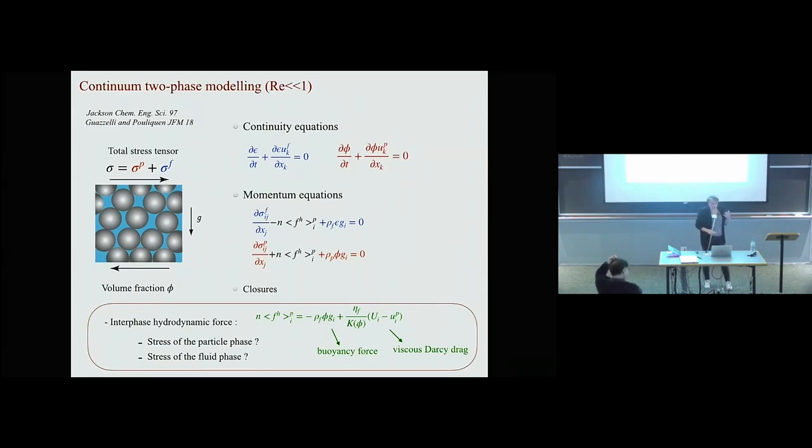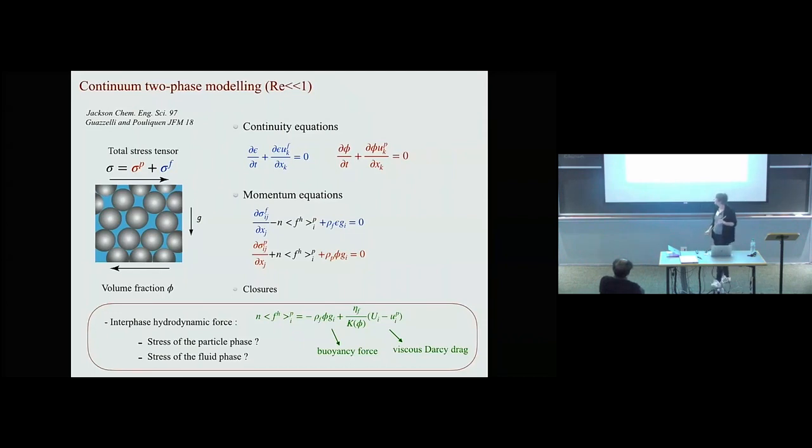During this averaging process, here you can see this equation in the case where we are at a low Reynolds number, so we don't have any inertia. And in this process of averaging, you have three new quantities which come from the averaging. You have the interface hydrodynamic force, which is negative and positive in the two equations. You have the stress of the particle phase and the stress of the fluid phase. And all the difficulty lies in giving a constitutive law for these terms. So that's really the key question.